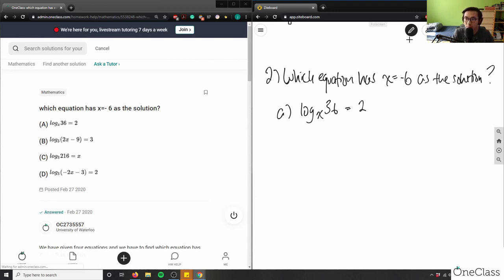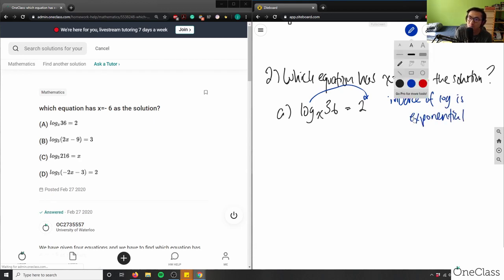So let me draw this out. If I move log x to the side, I'm doing the inverse operation, right? So the inverse of log is exponential. Knowing that, I'm left with 36 on this side, and I have equals 2 to the power of x, right?